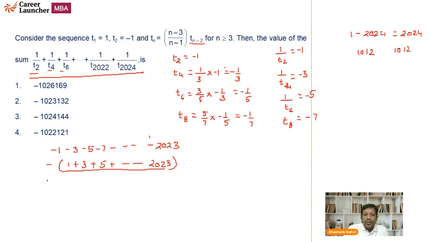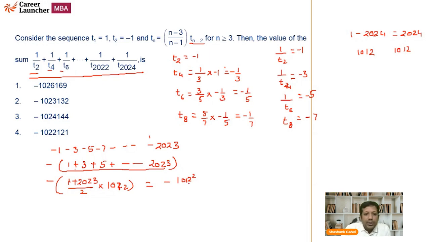So what is the sum of all those numbers? So this is an AP. So the sum of an AP is first term plus last term divided by 2 into number of terms. That is 1012. So this becomes minus 1012 whole square.